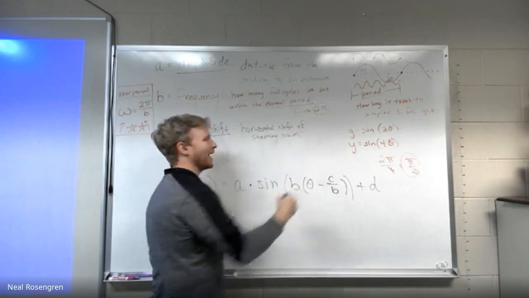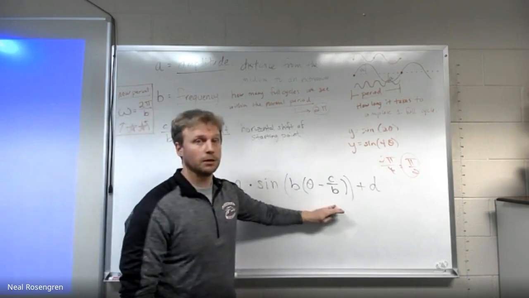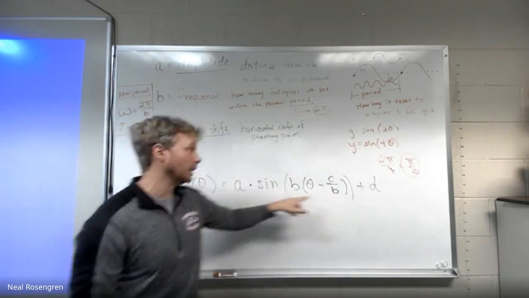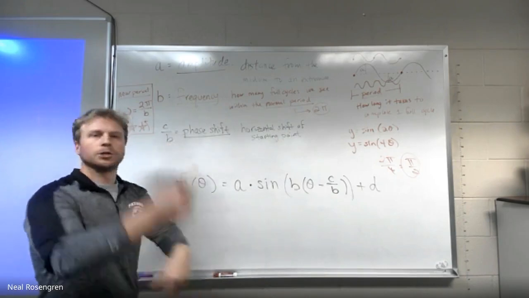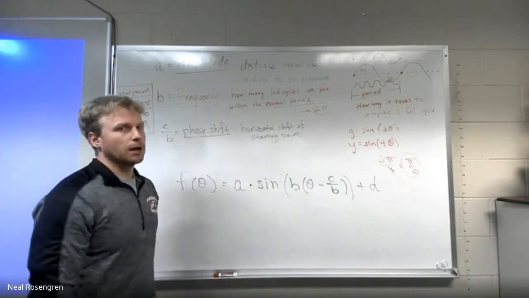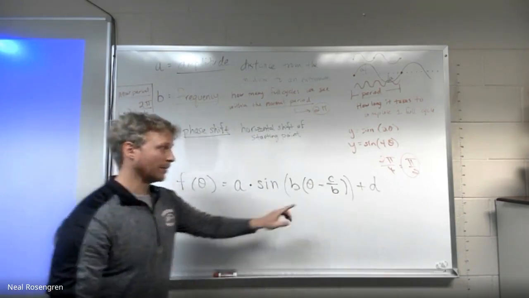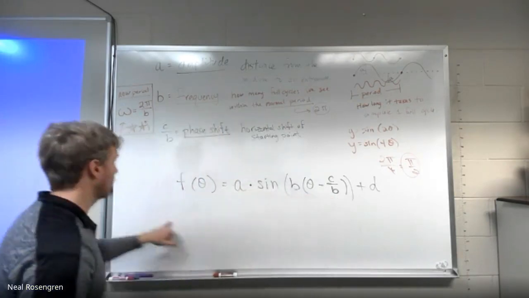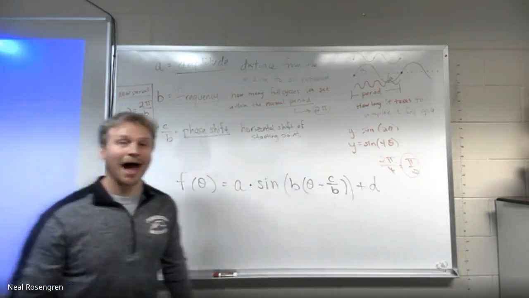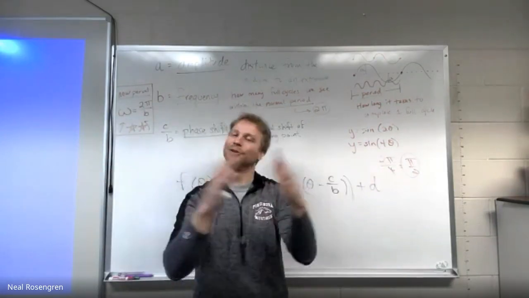But what you have to remember is that it's the opposite sign, right? Minus C over B, I'm talking about C over B. Things are going to go in the opposite direction than we would expect. Because if I can place my starting point and then worry about the period, I can place a starting point and an ending point and fill in the space in between.